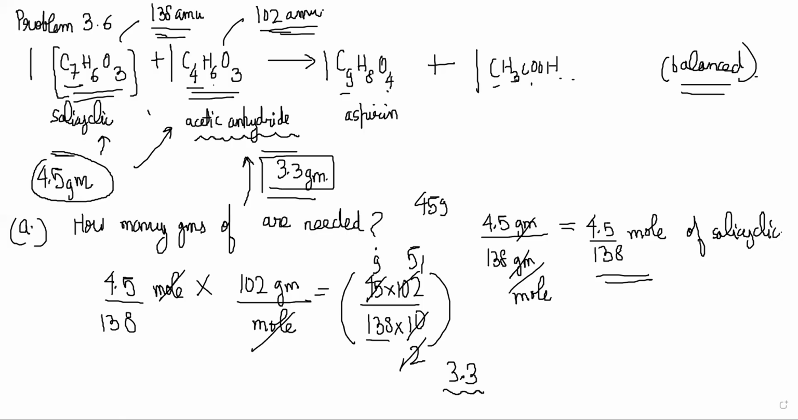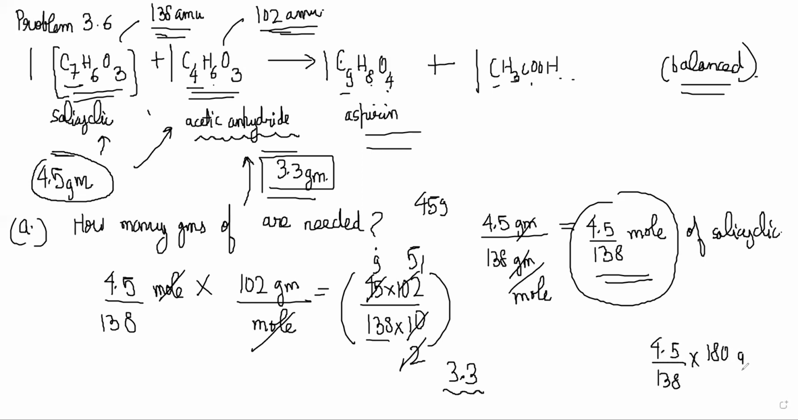So that is the first part of the question. And the second part is how many grams of aspirin will result. It's the same thing. This many moles of aspirin should come out, right? Yes, sir. You have to multiply it by aspirin's mass, the molecular mass. So that will be 12 nines are 108 plus 8, 116 plus 64, so 180, right? 4.5 by 138 into 180 gram. Yes, sir. So after that, again, you have to do the calculations. This will be 720 plus 90, so 810 by 138.